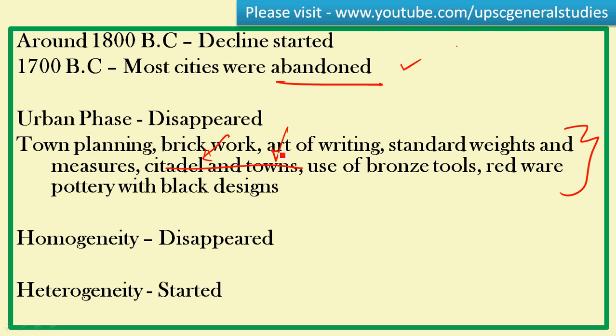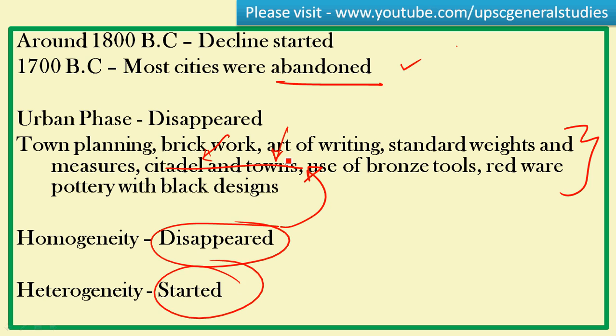Here the homogeneity started disappearing, the homogeneity which was witnessed during the mature phase. Town planning was homogeneous during the mature phase. In the late phase, this homogeneity started disappearing and heterogeneity started increasing in all the features, like weights and measures, town planning, and designing of the layouts. This is the key, so please remember this point, and it may come in the prelims examination. Homogeneity during the mature phase, heterogeneity during the late Harappan phase.